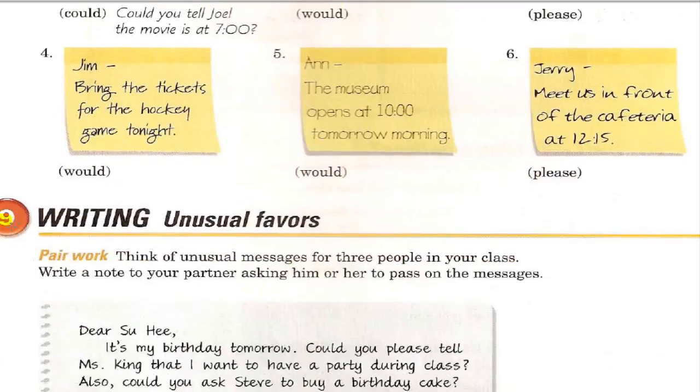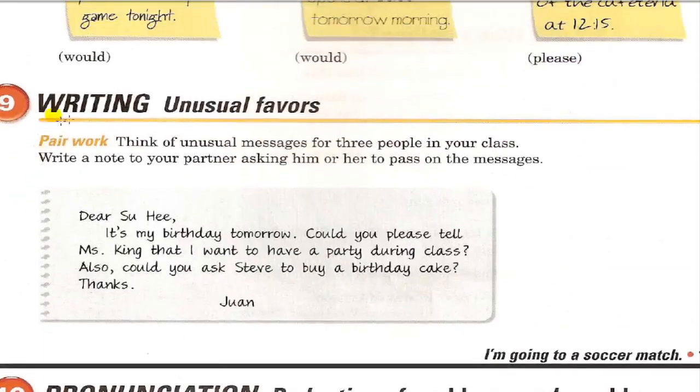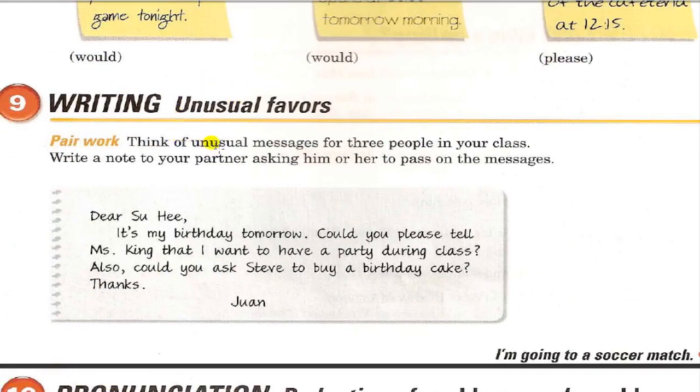Exercise number 9, writing. Unusual favors. Think of 3 unusual messages for 3 people in your class. Write a note to your partner asking him or her to pass on the messages. Dear Sohi, it's my birthday tomorrow. Could you please tell Miss King that I want to have a party during class? Also, could you ask Steve to buy a birthday cake? Thanks, Joanne.